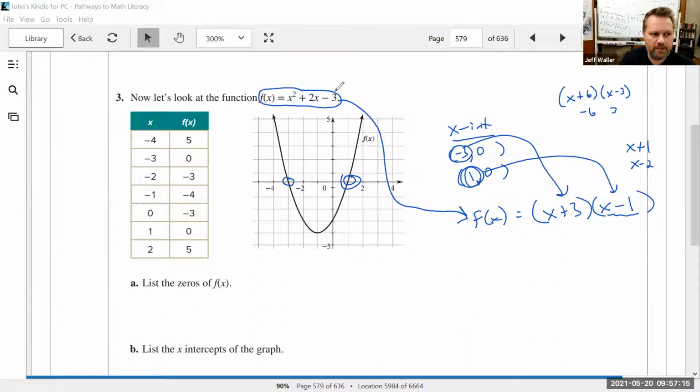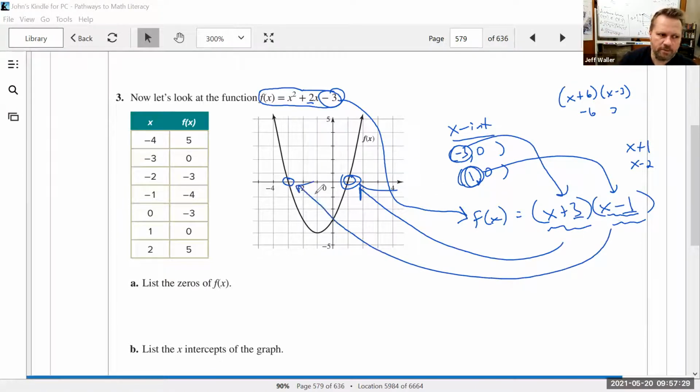Multiply to be -3, add to be 2. So that's the connection. When I factor something, the pieces tell me the X-intercepts. So if I know the X-intercepts, it actually works backwards and I can figure out what the pieces are. It kind of goes both ways.